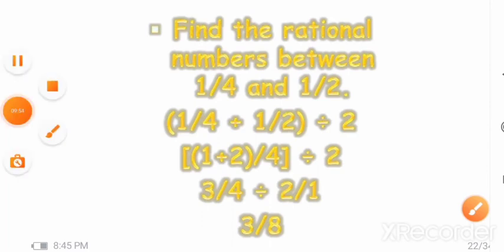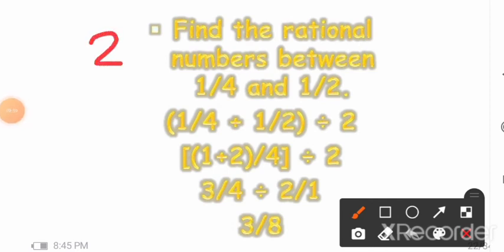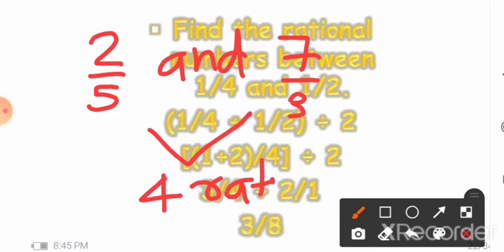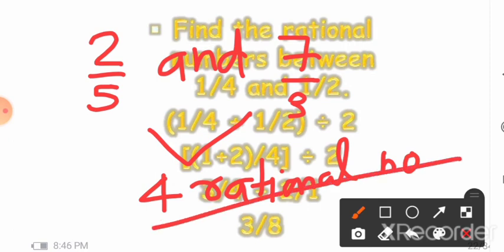The next question is 2/5 and 7/3. Calculate four rational numbers between these numbers. How to calculate the four rational numbers? It's the same method. First check the denominator. If the denominator is not equal, multiply the denominator and numerator.